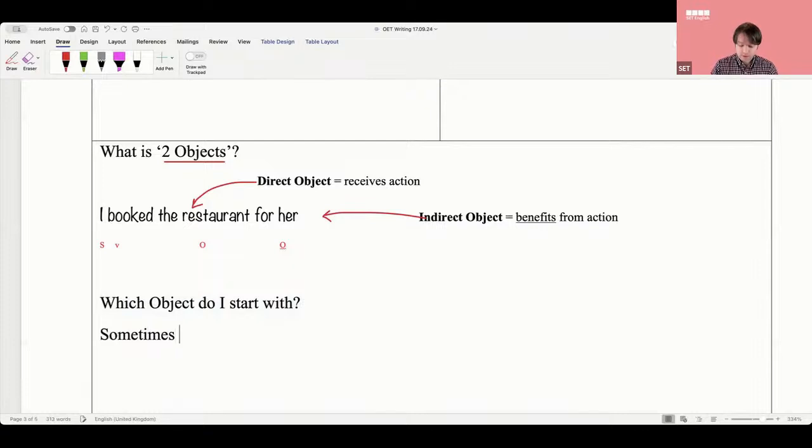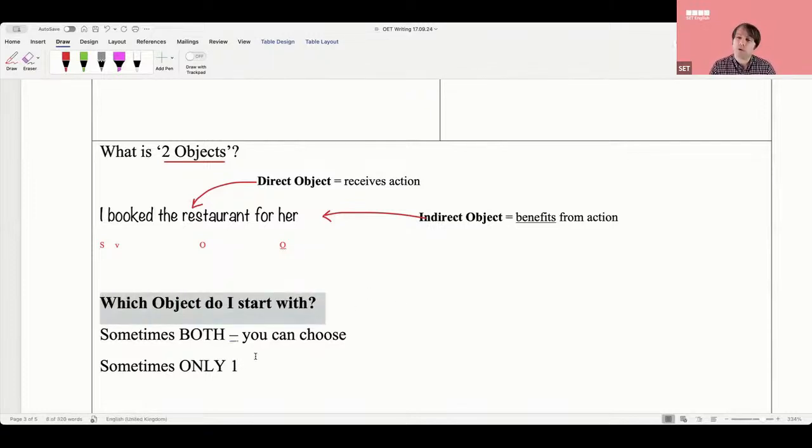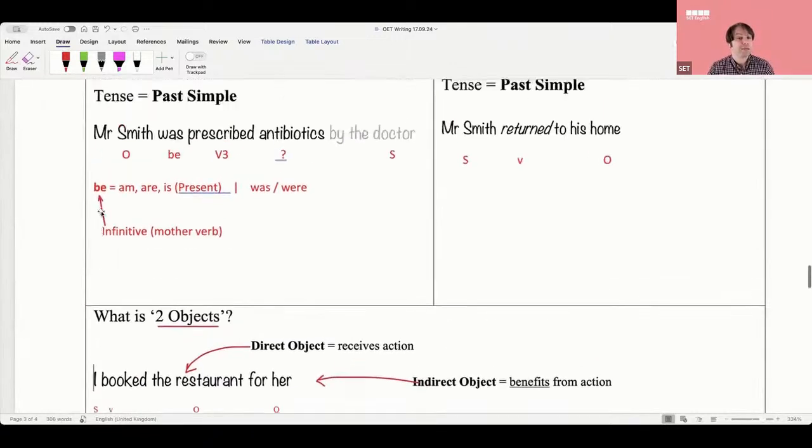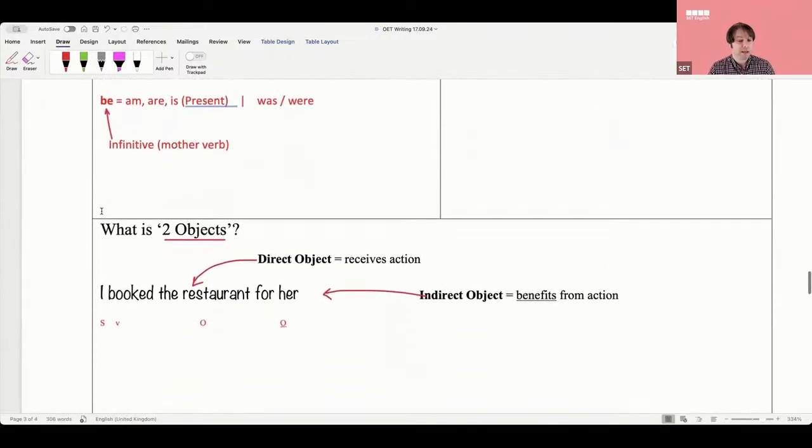Sometimes both. You can choose. Sometimes only one. Does that make sense, guys? Sometimes only one. Sometimes both. Today we will learn about this. But let's have an example from OET, okay?